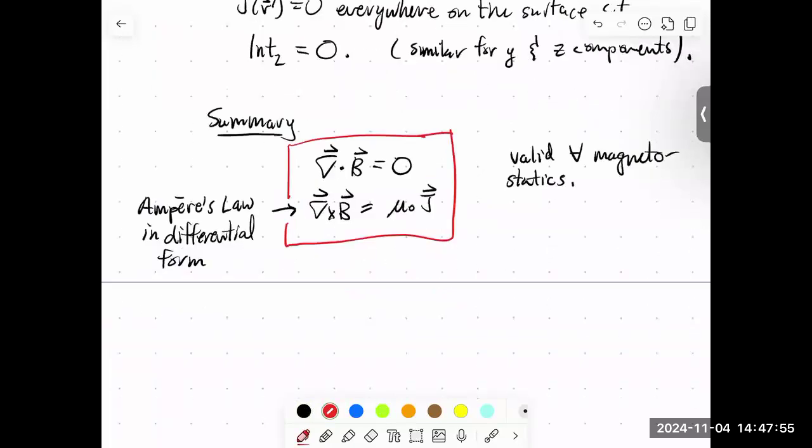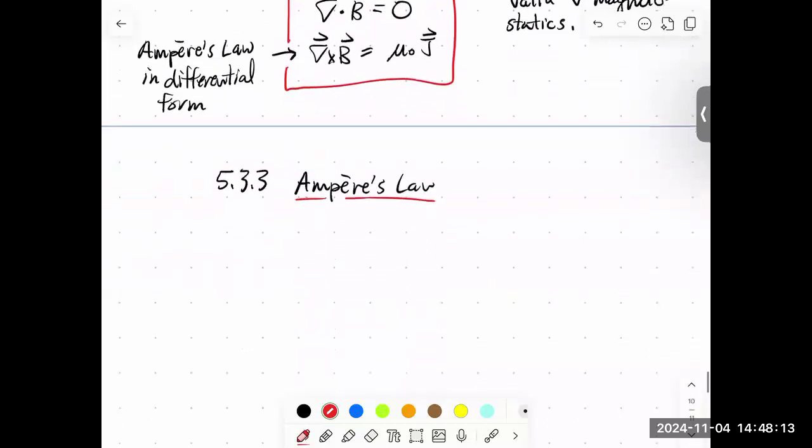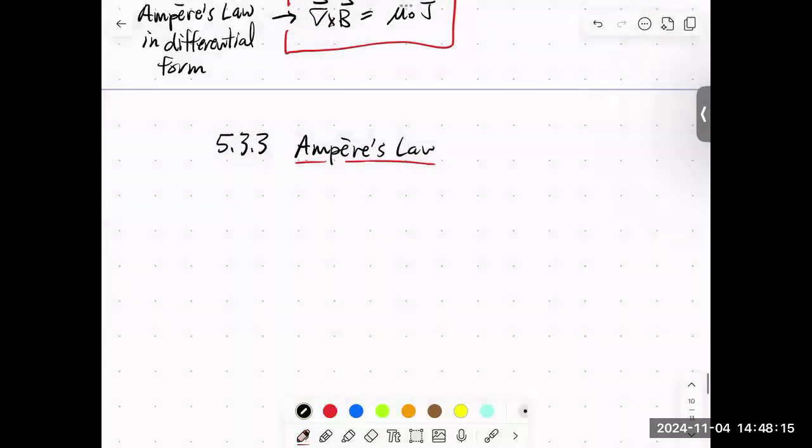Let me just remind you of Ampere's law in integral form. In fact, we're now in section 5.3.3, Ampere's law. Okay, and so we've kind of already done the work. The curl of B is mu naught J. So let's integrate. We're going to integrate so that we can use Stokes' theorem.